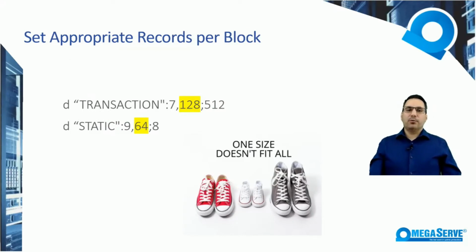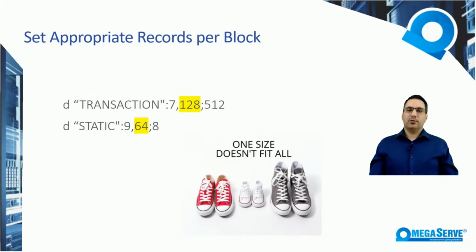So why is setting the records per block important? The records per block is indicated in the structure file. It's basically the second digit in your area. So the first digit is your area number, for example transaction area number 7. And the next digit is 128, which means 128 records per block.